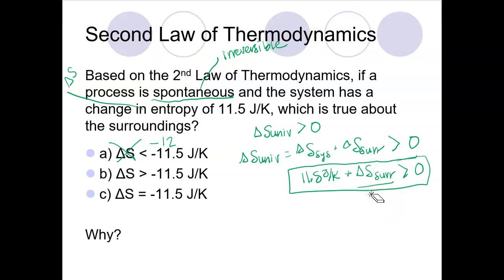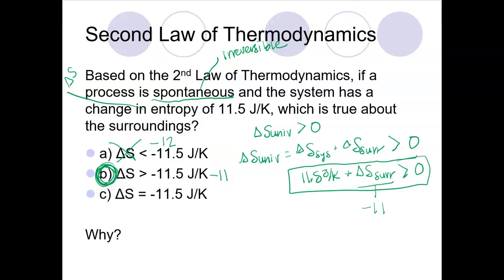Okay, so let's look at scenario 2. Scenario 2 says delta S is going to be greater than negative 11.5. And again, that's too abstract for me, so I'm going to pick a number that is greater than negative 11.5. I'm just going to go with negative 11. So if I took 11.5 joules per Kelvin plus negative 11, hey, that would get me 0.5, which is greater than 0. So that is working out.